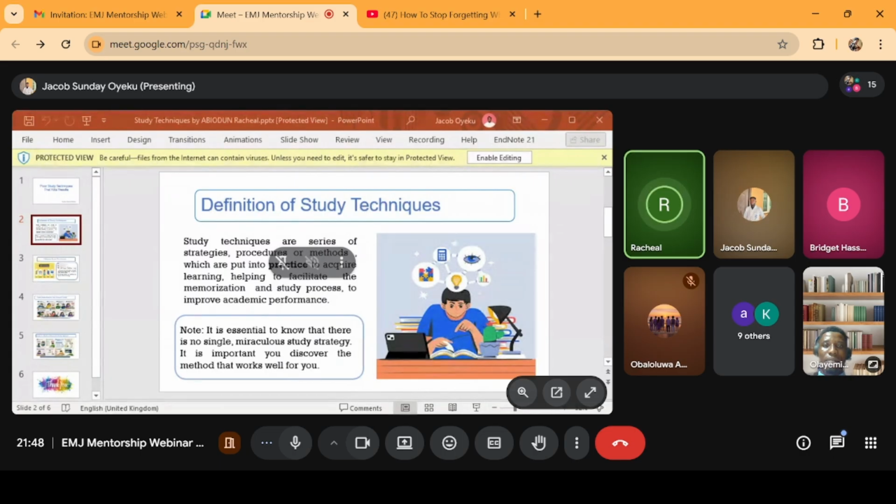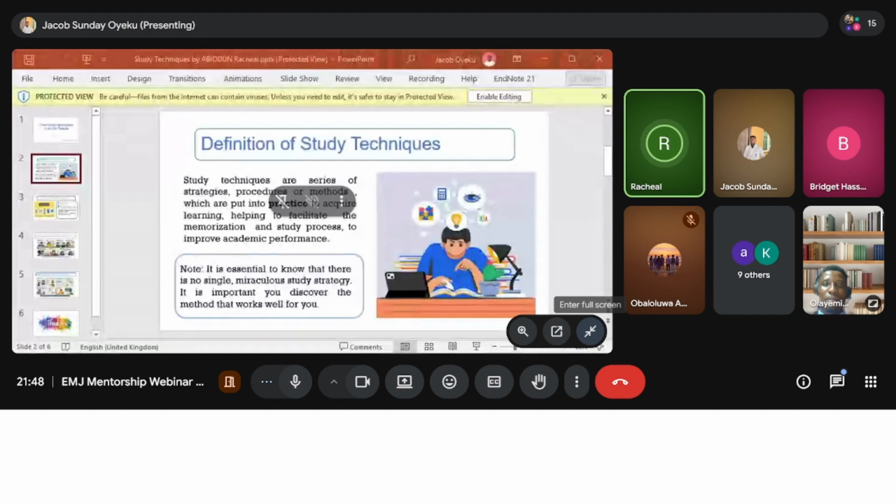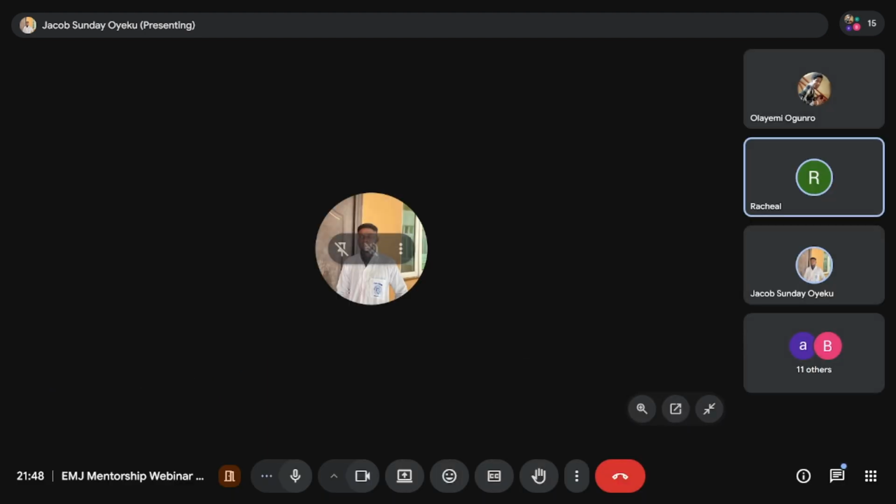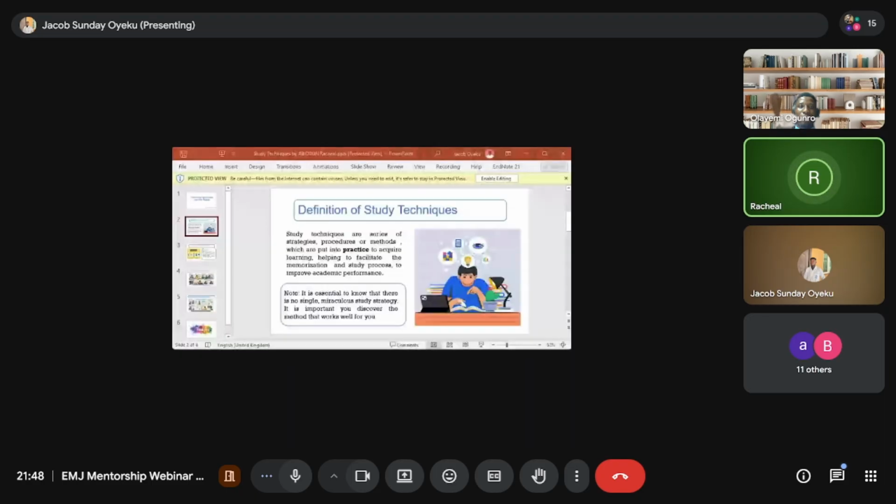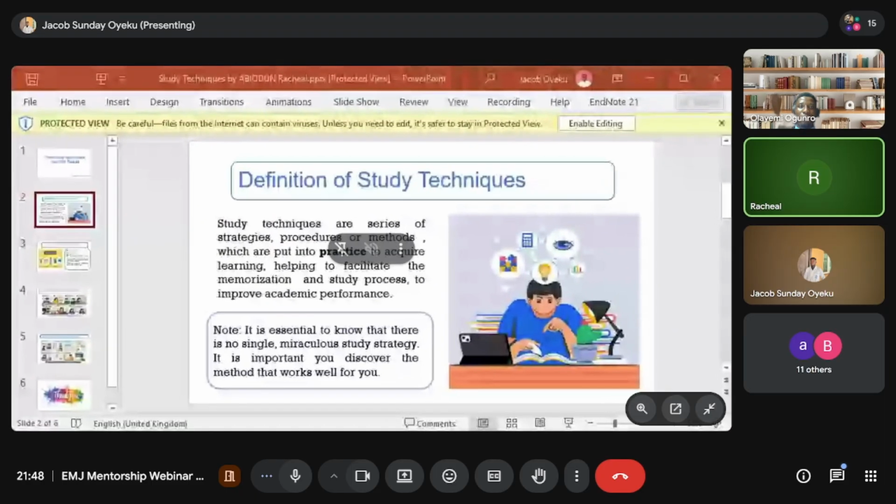So here is the definition of study techniques. They are a series of strategies, procedures, or methods which are put into practice to acquire learning, helping to facilitate the memorization and study process to improve academic performance. So in short, study techniques are just your strategies or any methods that you use or practice in order to acquire a better academic performance.